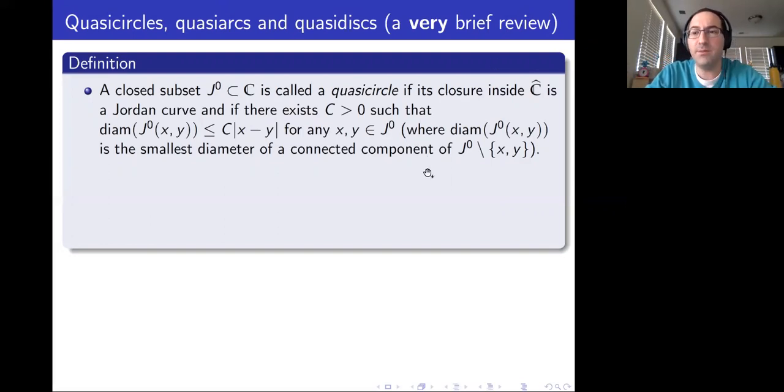Okay, and we will see examples. You don't really need to think too much about this definition. You can just think that there is a definition about regularity in the boundary, and we will see some examples and counterexamples in a minute. So that's a quasi-circle.